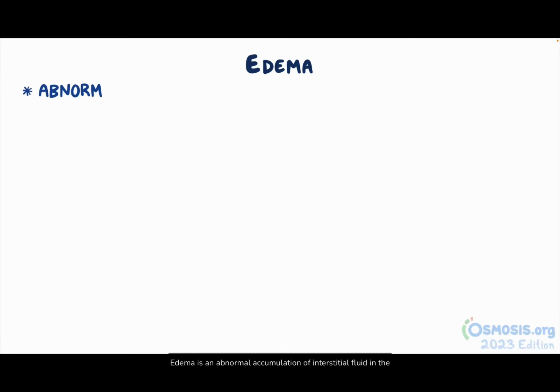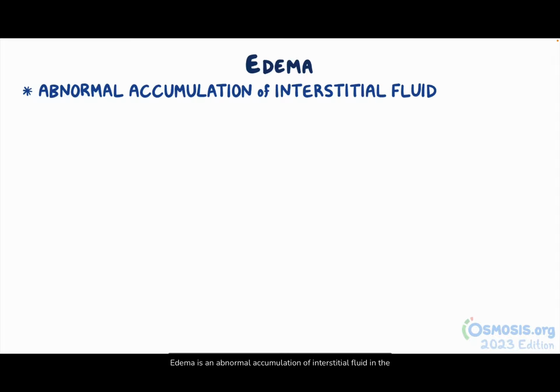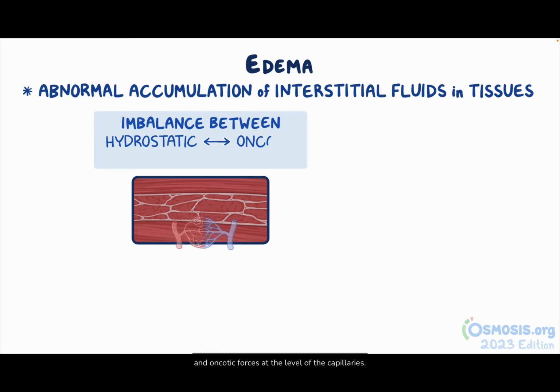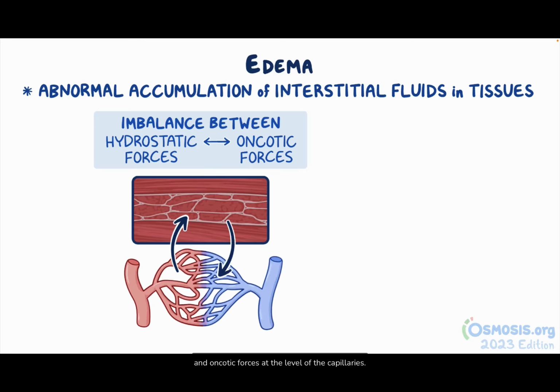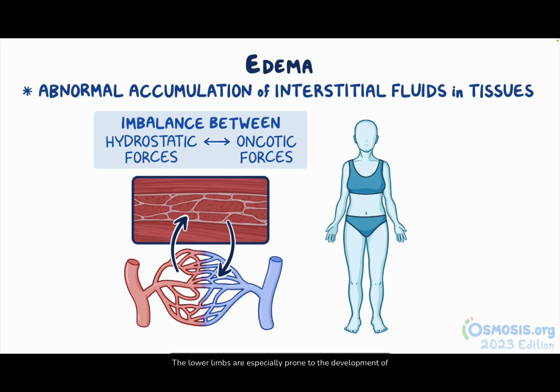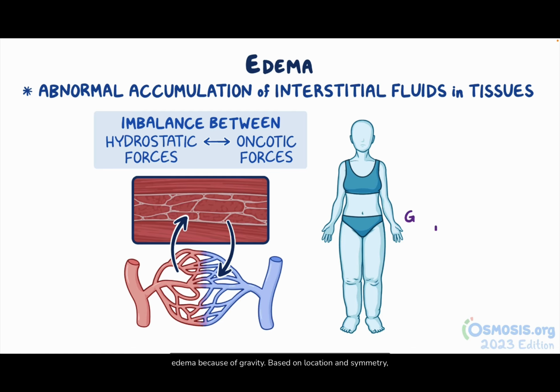Edema is an abnormal accumulation of interstitial fluid in the tissues. This occurs due to an imbalance between the hydrostatic and oncotic forces at the level of the capillaries. The lower limbs are especially prone to the development of edema because of gravity.